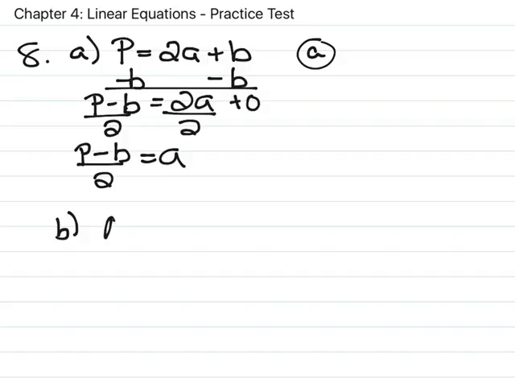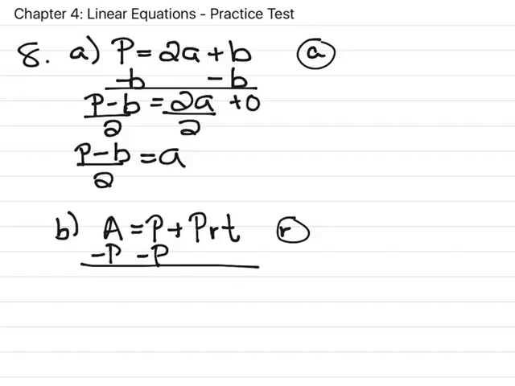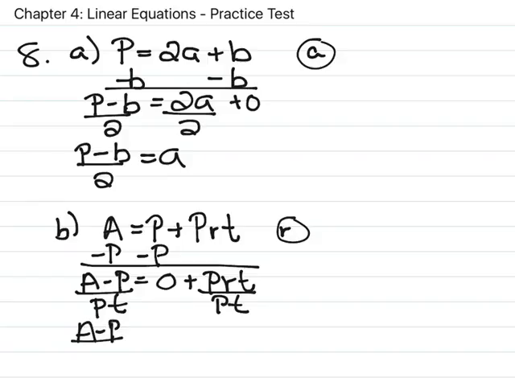For b, we have A equals p plus PRT, and we want to solve for r. So we're going to subtract p from both sides, which will give us A minus p equals, the p's go to 0, PRT, and we can divide by p and t at the same time. So we have (A minus p) divided by pt is equal to r.